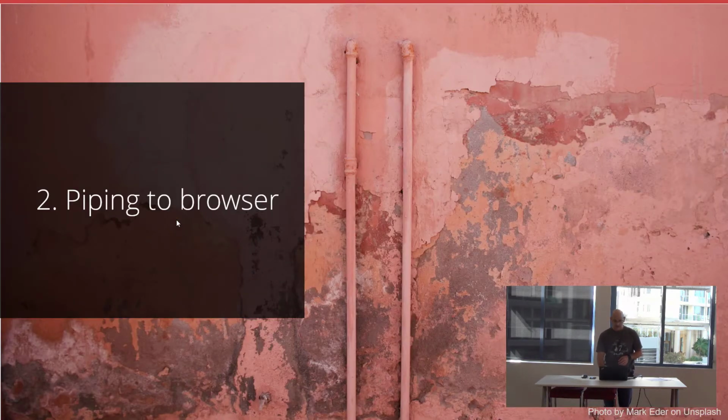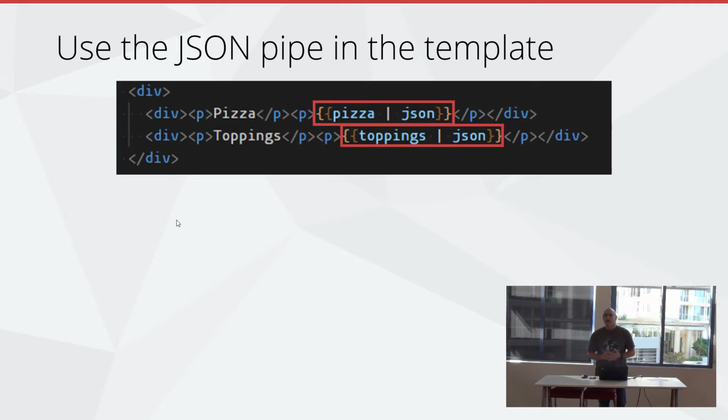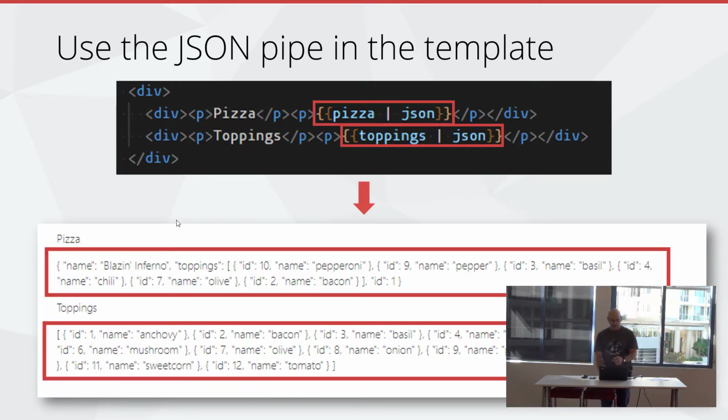Second, piping to the browser. In your HTML template in your Angular component, you can take one of your objects, say the pizza, and use the JSON pipe. And using interpolation, you can print that out to the browser window. So by putting that into your code, you'll have this printed out to your browser. And you can very easily then see what the properties of your component are on the screen.